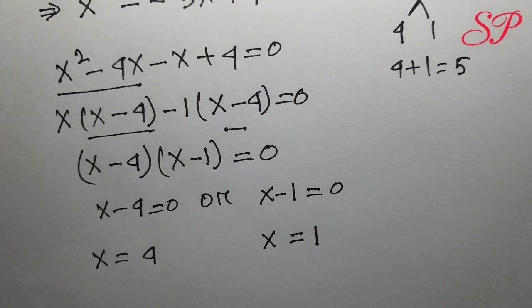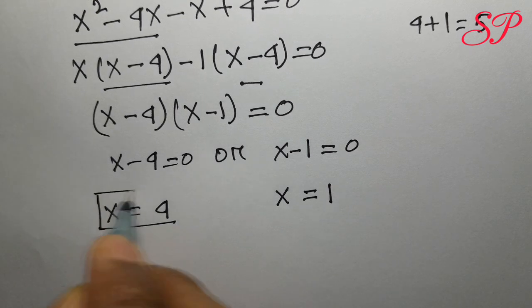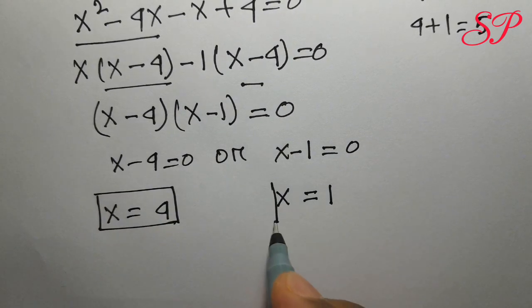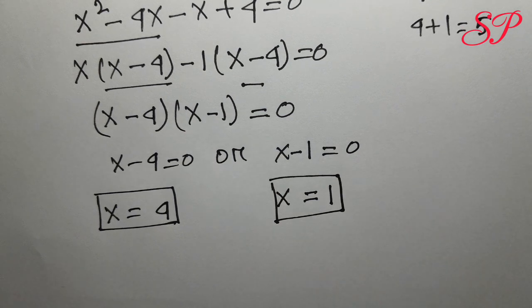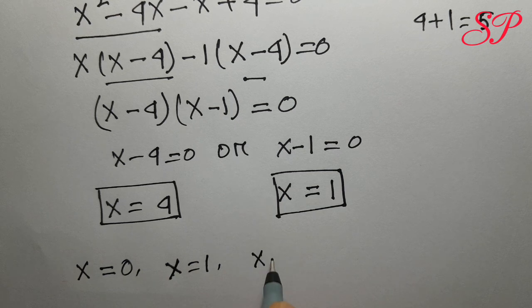Okay, these are the final values of this equation. x is equal to 4, x is equal to 1. So we get x is equal to 0, x is equal to 1, and x is equal to 4.